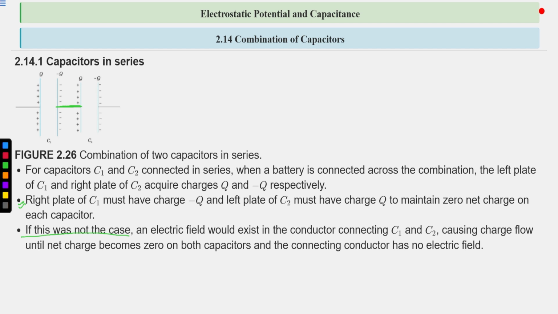So an electric field would exist from higher potential to lower potential connecting C1 and C2, causing charge flow until net charge becomes zero on both the capacitors. This electric field will remain till the net charge on both the capacitors becomes zero. So this electric field will cause redistribution of charges, till the net charge on both the capacitors becomes zero and the connecting conductor has no electric field.